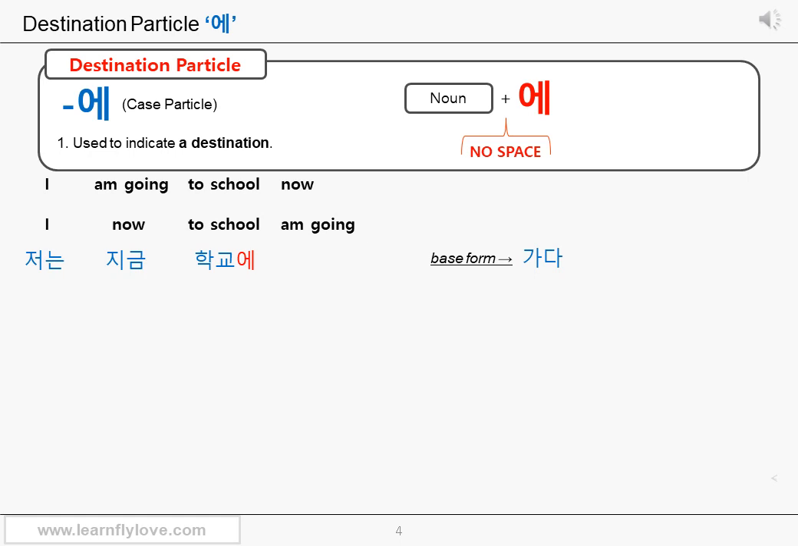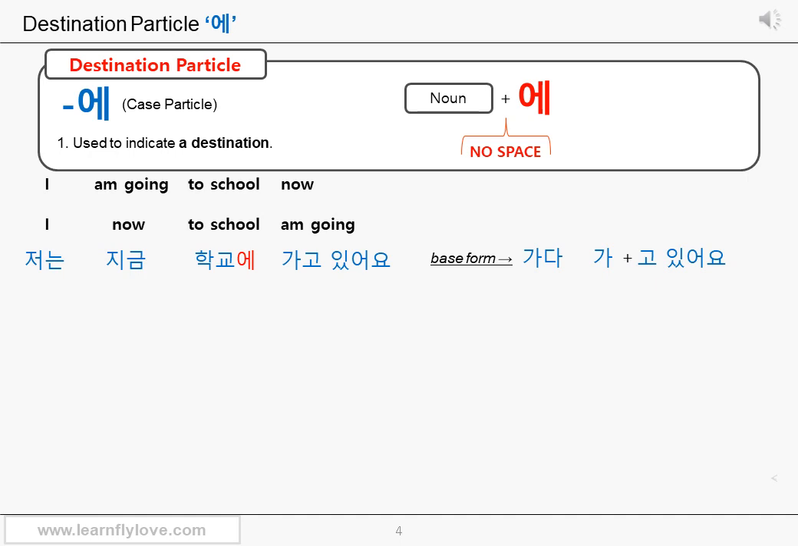Of course, you can use the present simple tense form 가요, since the present simple tense form can cover the present continuous tense and the future tense as well in Korean. But let's put the stem 가 in the actual present continuous tense by adding 고 있어요. 가고 있어요. 저는 지금 학교에 가고 있어요. Okay? Can you see how this destination particle 에 is used?